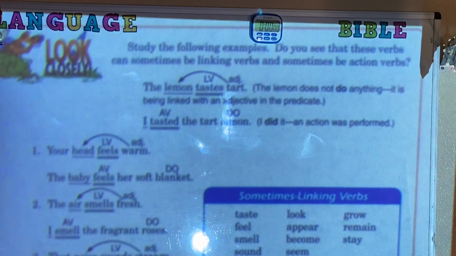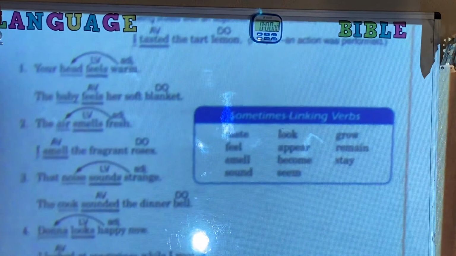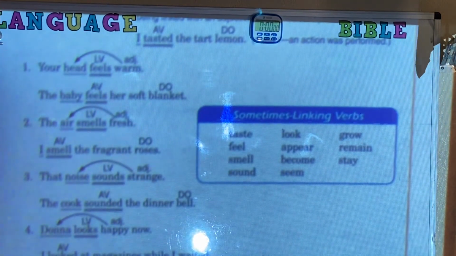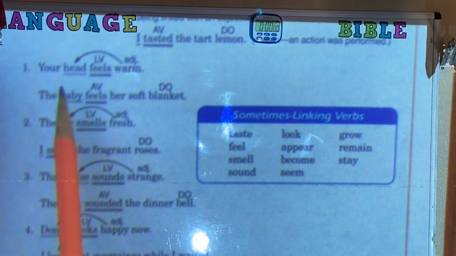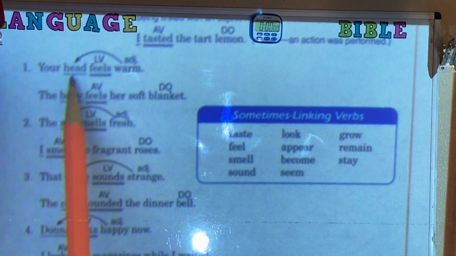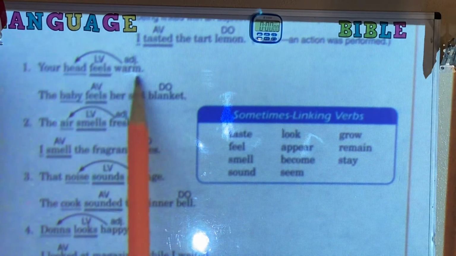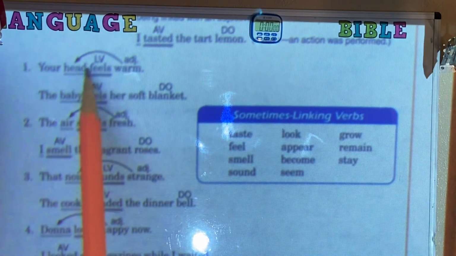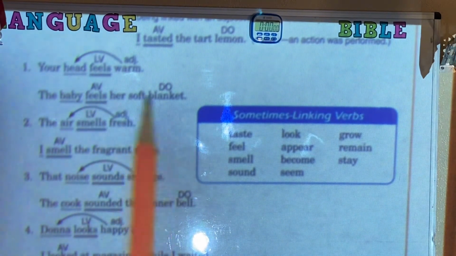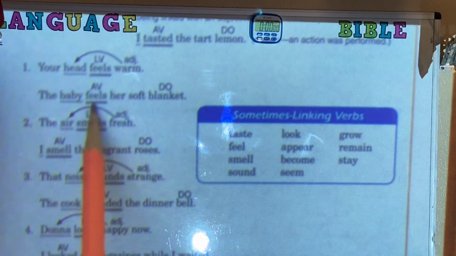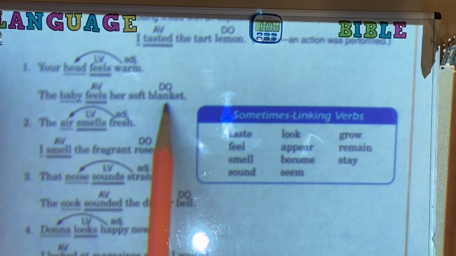On number 1. Okay, number 1. Your head feels warm. So head is the subject. Feels is the linking verb. The adjective is warm. So feels is the linking verb. The baby feels her blanket. Feels is the action verb. And blanket is the direct object.